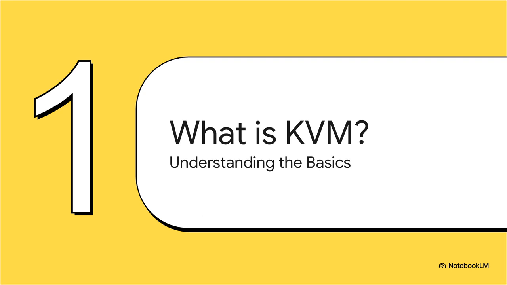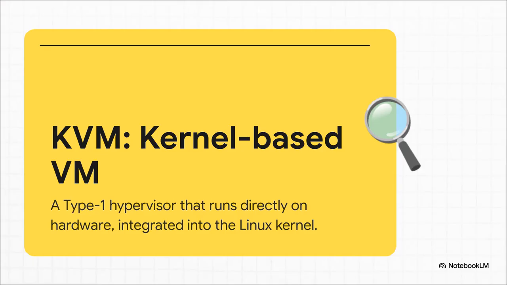Okay, first things first. Before we get our hands dirty and start typing commands, we really need to understand what we're dealing with. So what is this KVM thing anyway? KVM stands for Kernel-Based Virtual Machine. Now, the magic words here are Type 1 Hypervisor. That sounds complicated, but it just means it's not some clunky application running on top of your operating system. No, this is baked right into the DNA of the Linux kernel itself. It's talking directly to the hardware, which means you get raw, unfiltered performance.